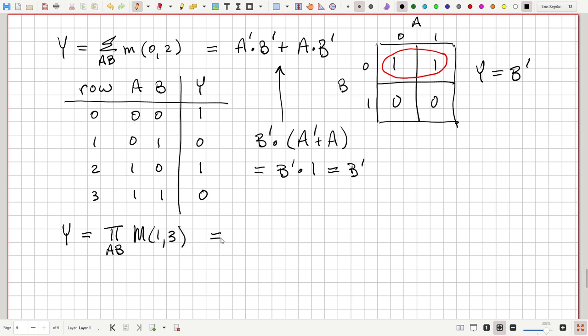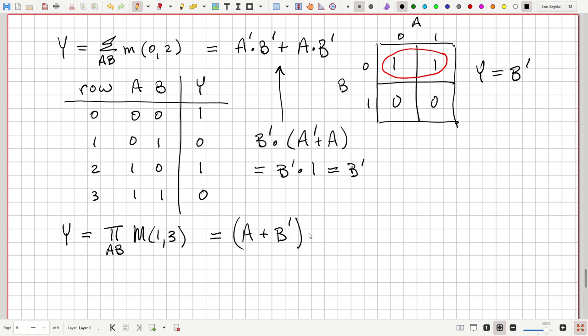And what does that look like? What's the max term corresponding to row 1? Well, you've got to write an expression that is 0 for this row and 1 for all other rows. So it's going to be an OR expression. A is 0, so this would be A, OR, and B is 1, so what would be 0 would be not B. So this is 0, and that's 0 for this row. So 0 or 0 is 0. For all other rows, one or both of these is 1, and then anything or 1 is 1. Okay, so there is your first max term.